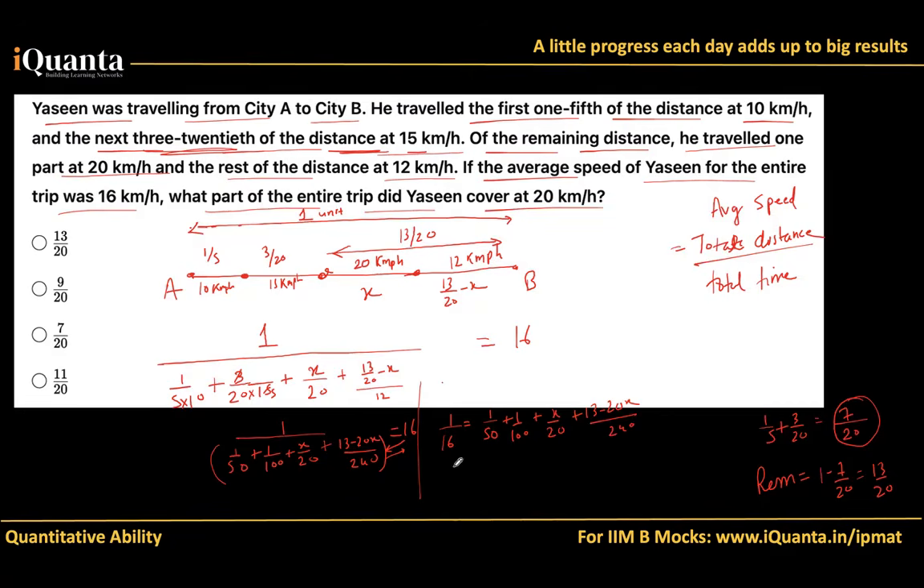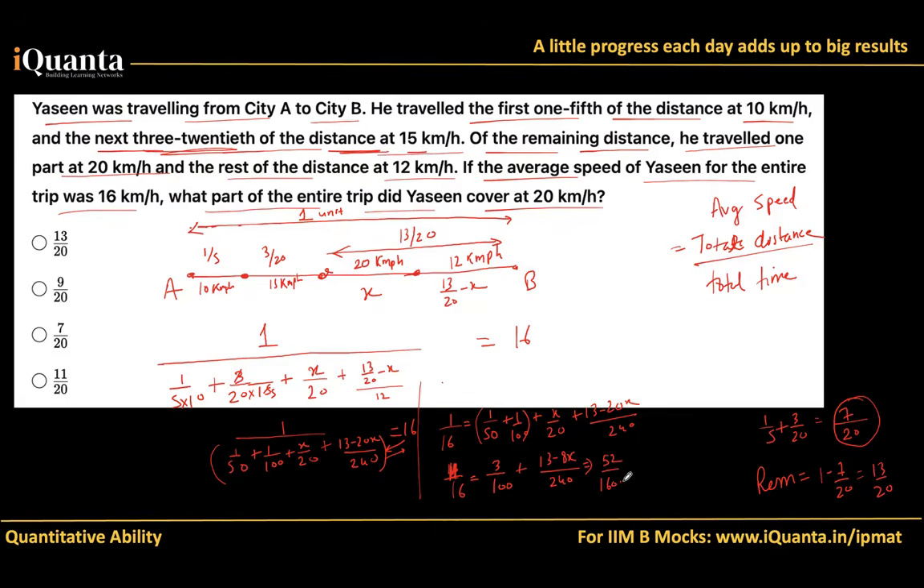Now 1 by 16 is equal to 1 by 50 plus 1 by 100, which is actually 3 by 100, right? If we add these two, I get 3 by 100. Plus, if I solve these two separately, I get 13 minus 8x by 240, right? This is what I get. Now further, if I take 3 by 100 on that side, what do I get? 1 by 16 minus 3 by 100. So I get 100 minus 48, which is 52 by 1600.